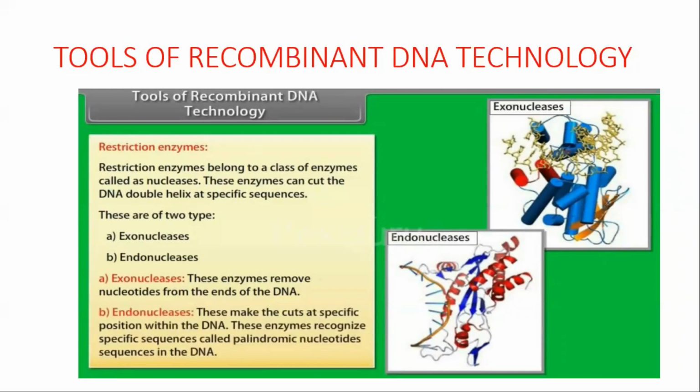Sequences. So you must be knowing these palindromic nucleotide sequences. What are these palindromic nucleotide sequences? Palindromic nucleotide sequences are those where, if you read a particular sequence forwards or backwards, either left to right or right to left, the sequence is going to be the same. So GAATTC, I will give you an example.